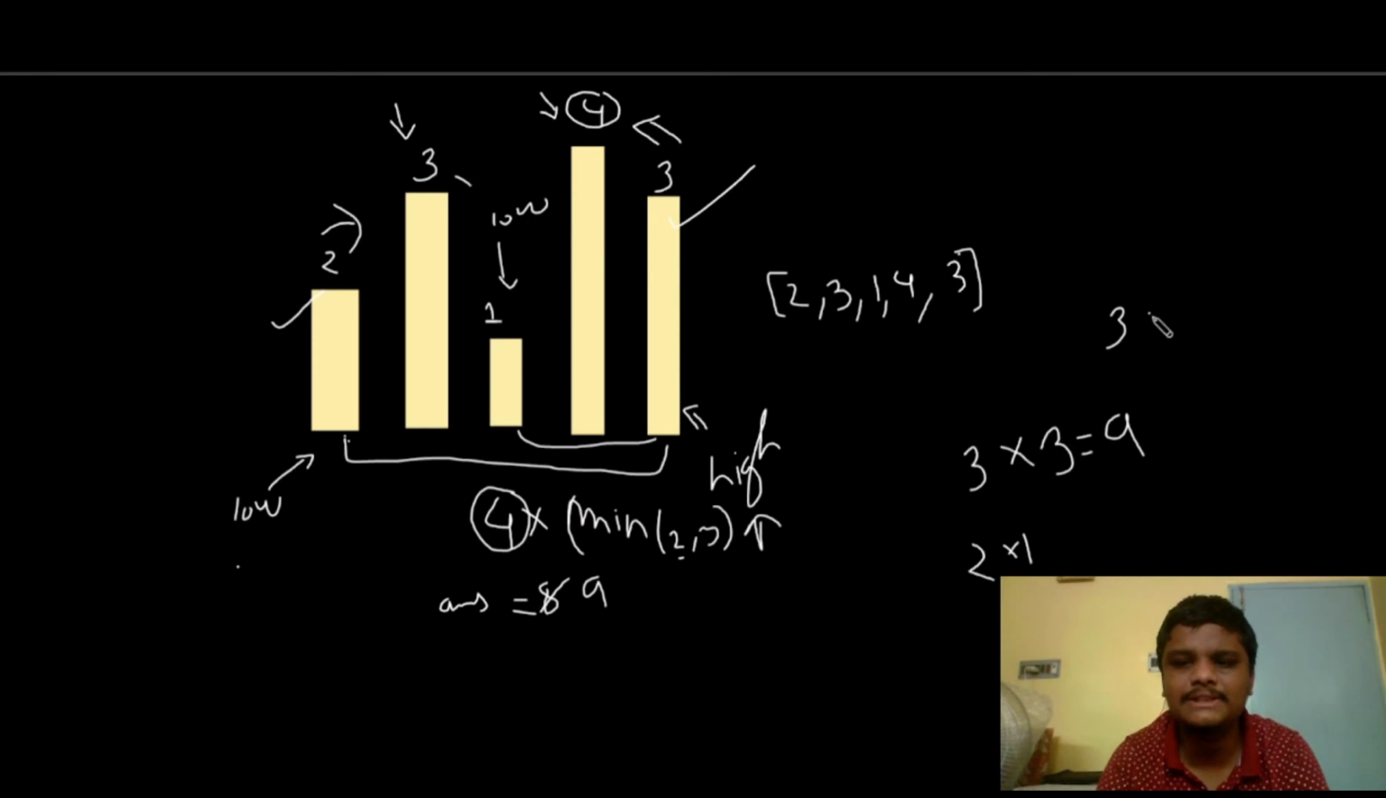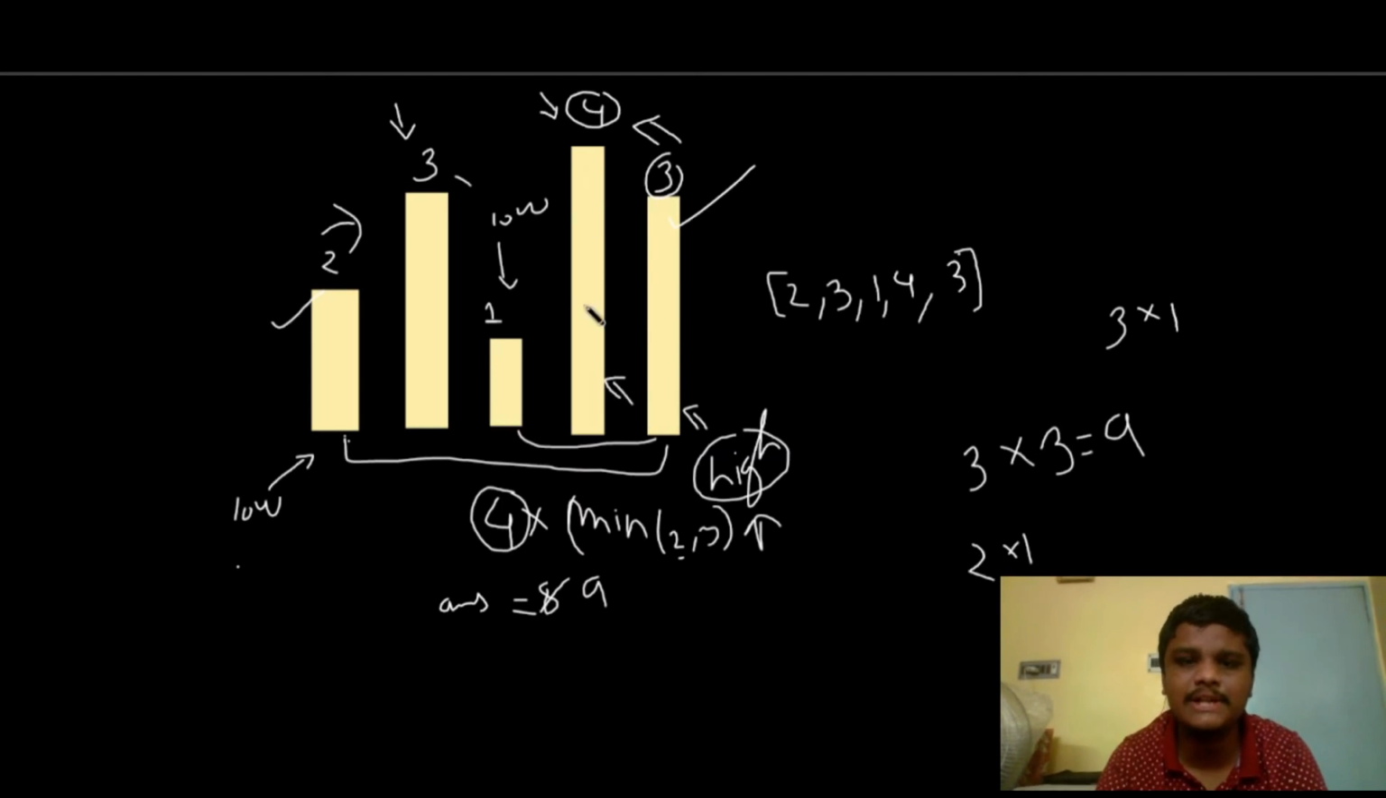So we are going to multiply this 3 with the length, that is 1. So this will give me 3. Now again, the minimum between 4 and 3 is 3. Now we are going to decrement this high pointer. Now the high pointer is going to point over here.